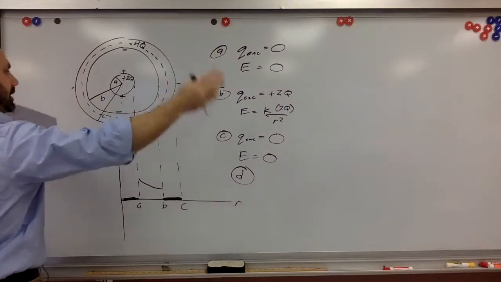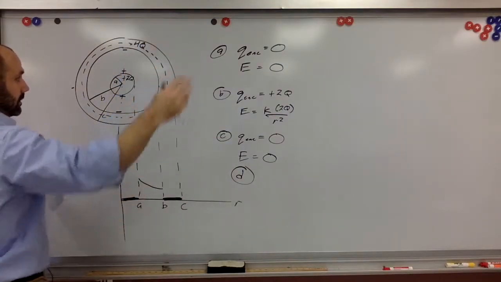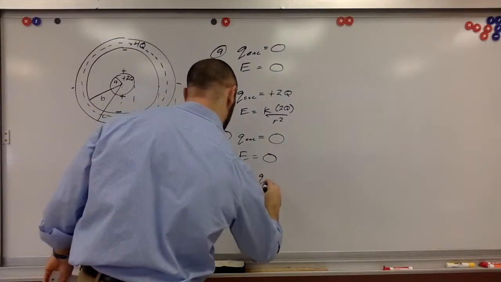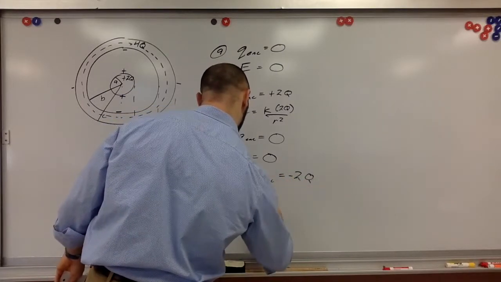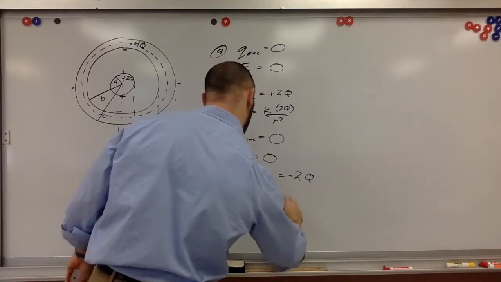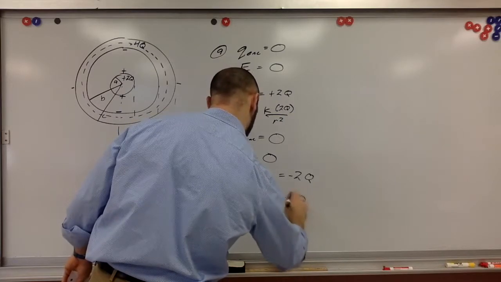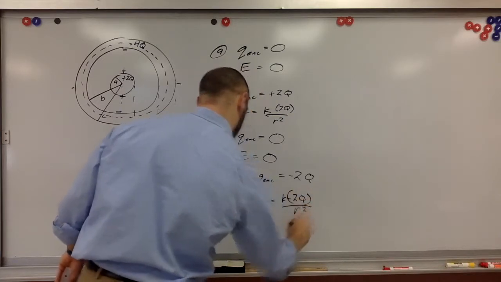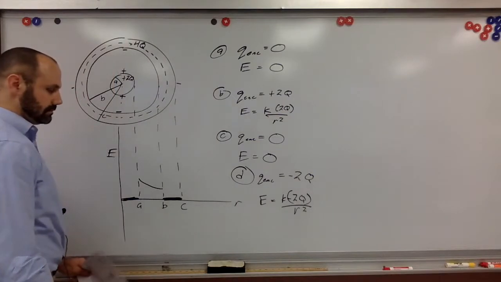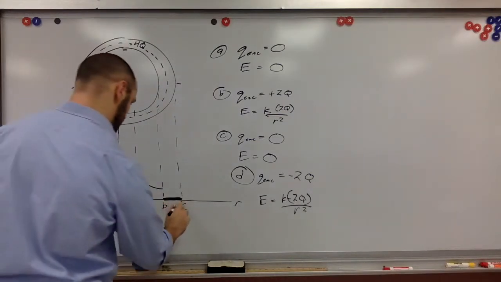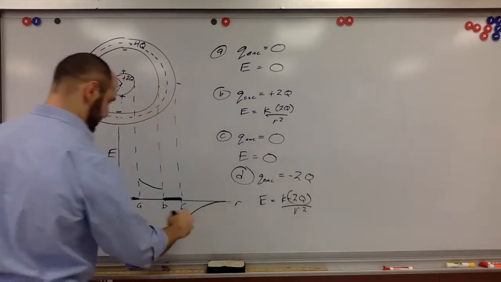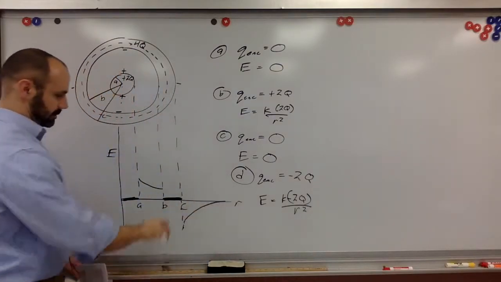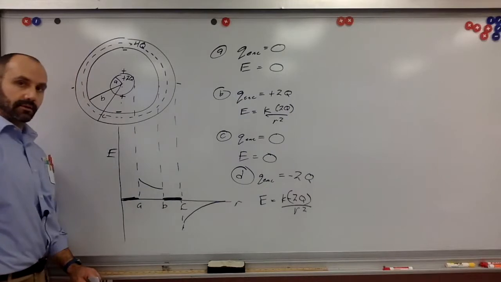And then for D, when I'm outside altogether, Q enclosed, the net charge, is negative 2q. And so the electric field is going to be k times negative 2q over r squared. That is going to look like this. It's a negative field, so it's below, and then it's going to go out. That shouldn't hit that line, but it's going to approach it as it goes out that way.